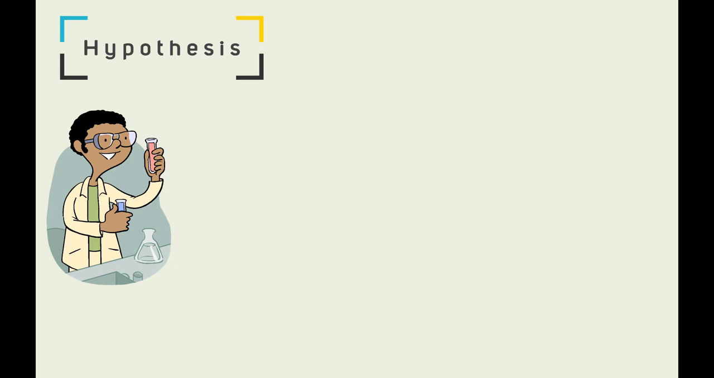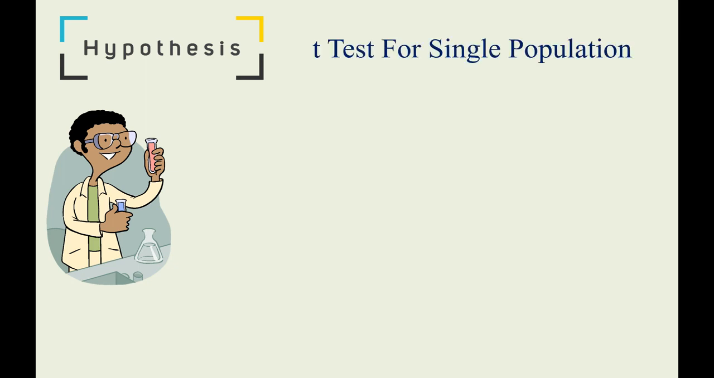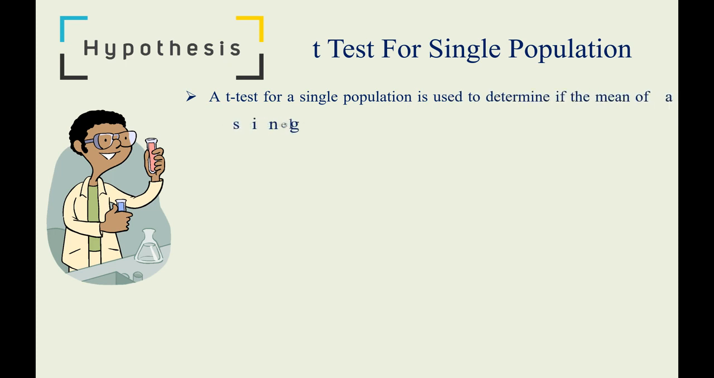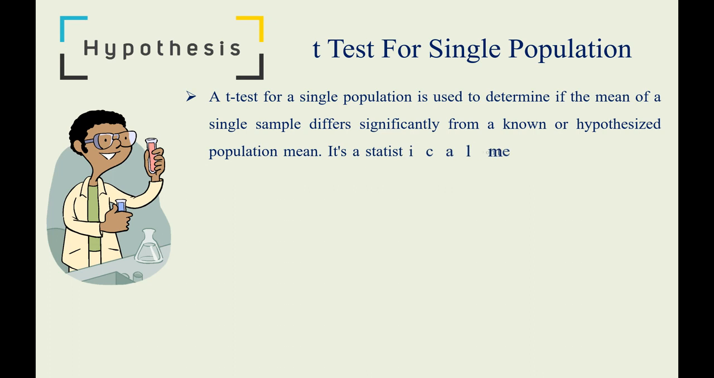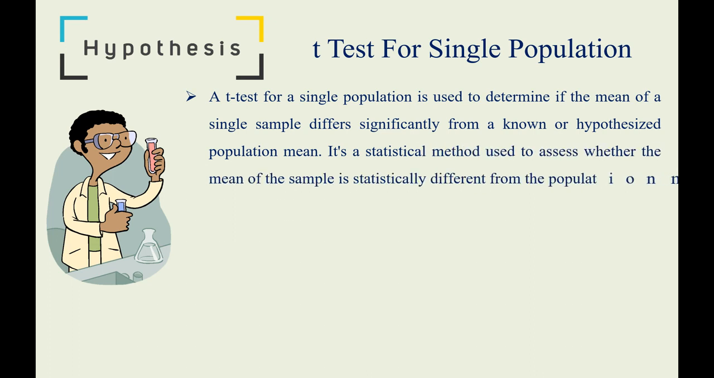This video explains the concept and process of testing hypothesis for t-test for single population. A t-test for a single population is used to determine if the mean of a single sample differs significantly from a known or hypothesized population mean. It's a statistical method used to assess whether the mean of the sample is statistically different from the population mean.